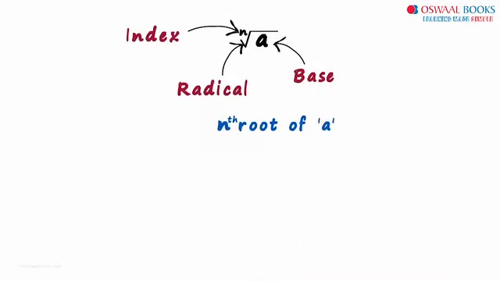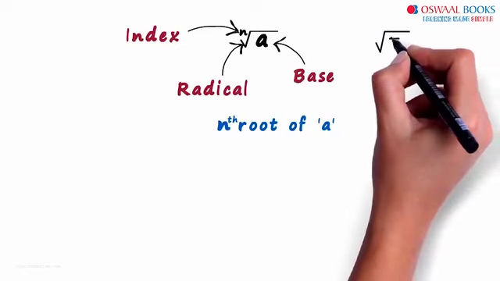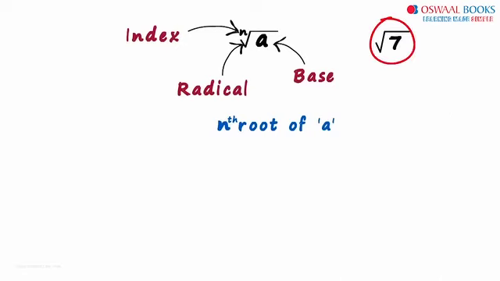Until now, we have looked at numbers like these. We call this the square root of 7. So 7 is the base and this is the radical. But what is the index? It's 2. We do not generally write 2 here when we take the square root or the second root of a number. It's because we use it very commonly. So the radical without the index means it's the square root.